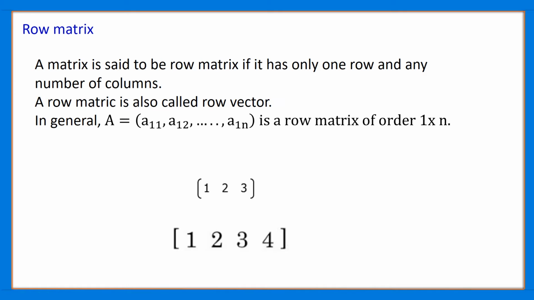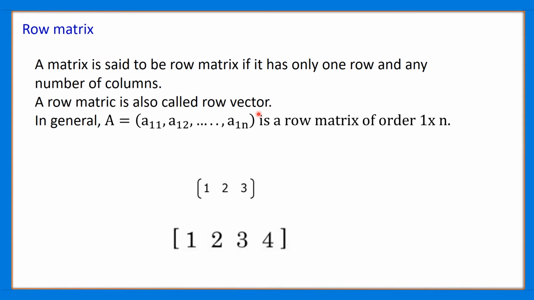A row matrix is nothing but a matrix which contains only one row and any number of columns. That is, the matrix should contain only one row and there is no restriction on the number of columns. A row matrix is also known as a row vector. What does a row matrix look like?